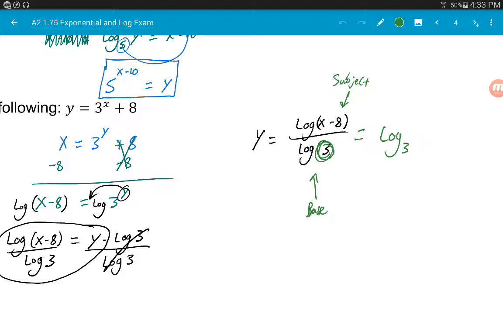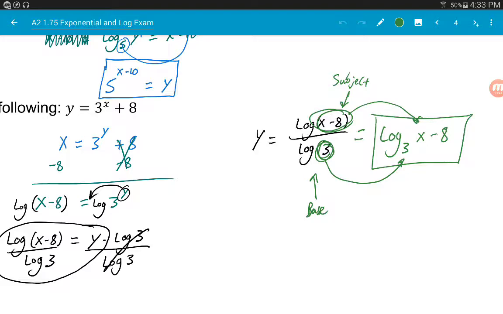log base 3 of x minus 8. So the top stays normal and the bottom goes to the bottom. So think of it sort of like they stay in the same position. We just smush the logs together almost. Okay, so that is the perfect full credit answer. Y is equal to log base 3 of x minus 8.